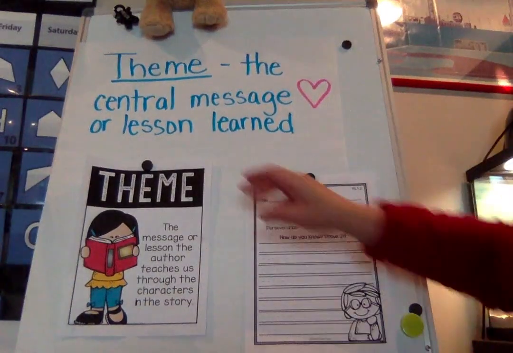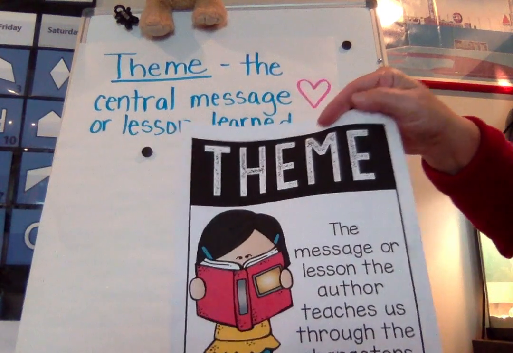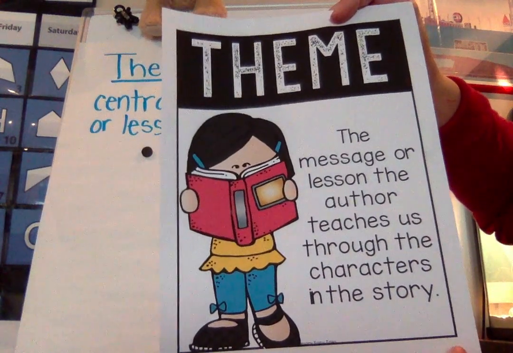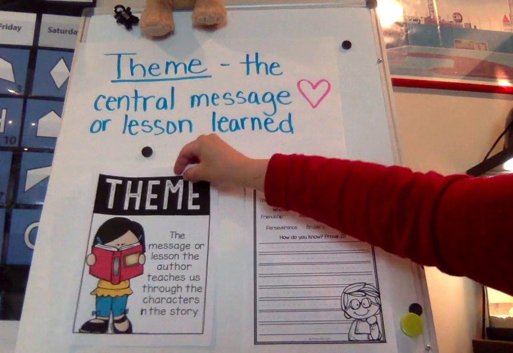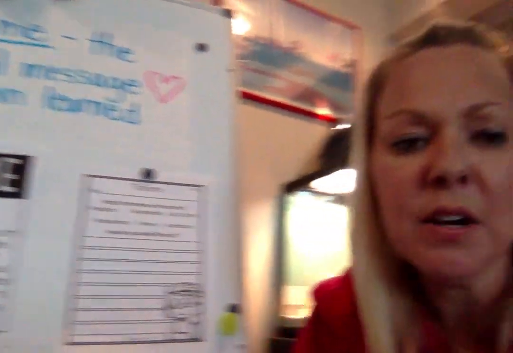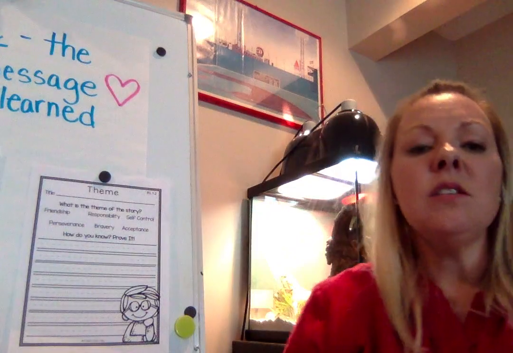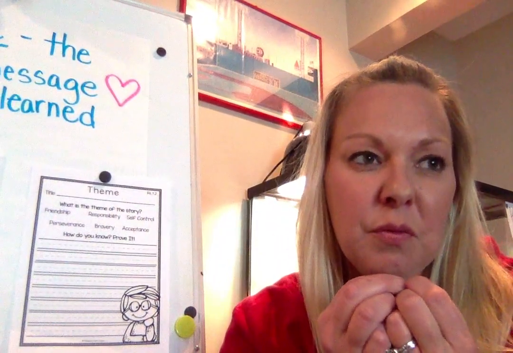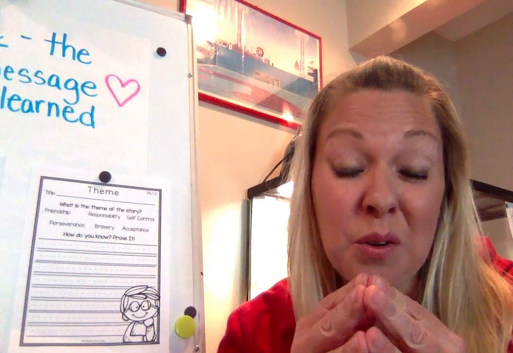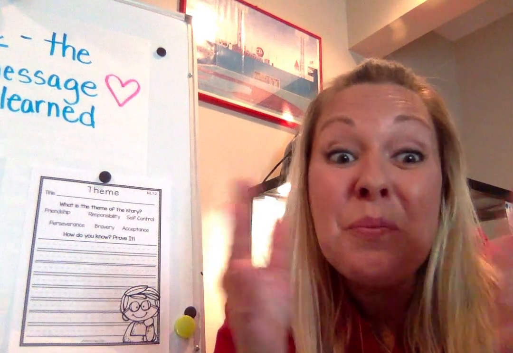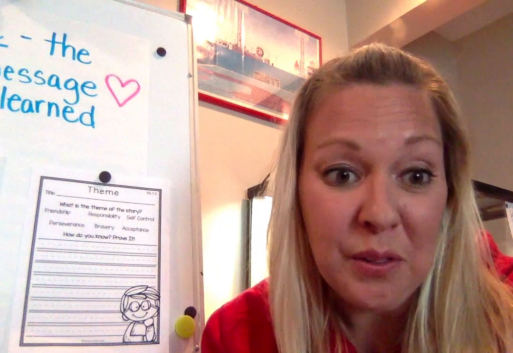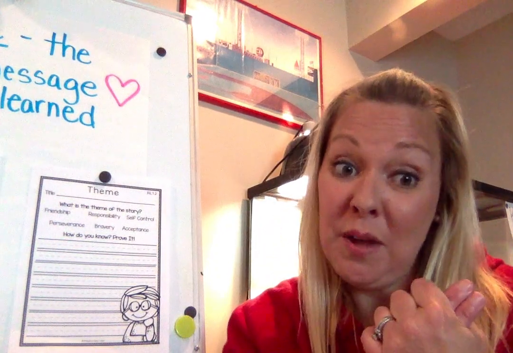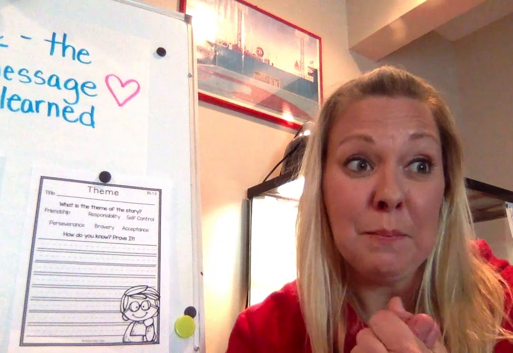So let's take a look at my anchor chart here. It says theme: the message or lesson the author teaches us through the characters in the story. So we're going to read a story today, and we're going to take a look at those characters in the story. And we're going to focus on key details, boys and girls. Key details are pieces of information from the story that we use to figure out bigger things, like the lesson learned, the heart of the story, the big thing, okay? The author wants us to learn something when we read a story, and the author wants us to take away something. I'm going to read the story today called The Cranky Bear.